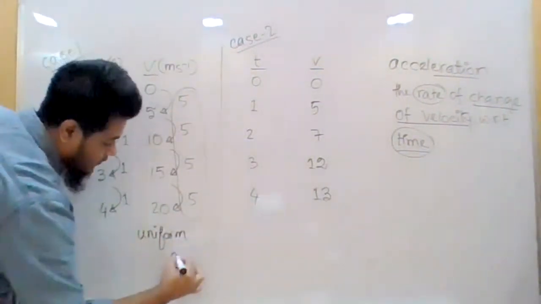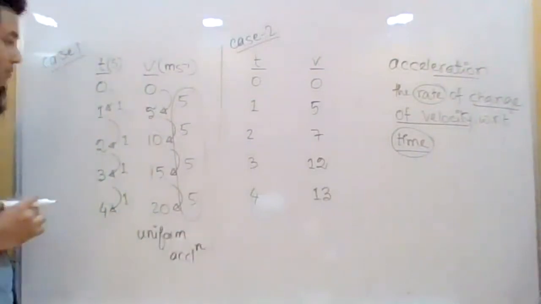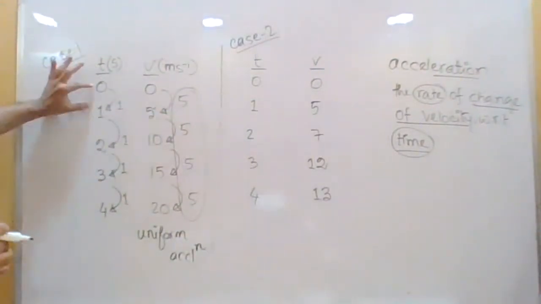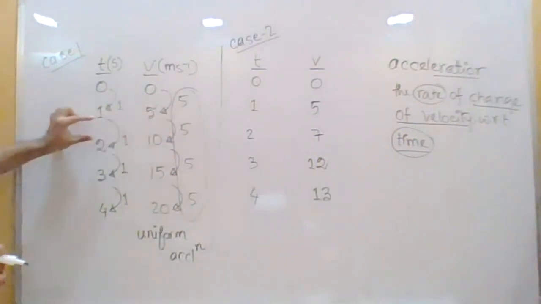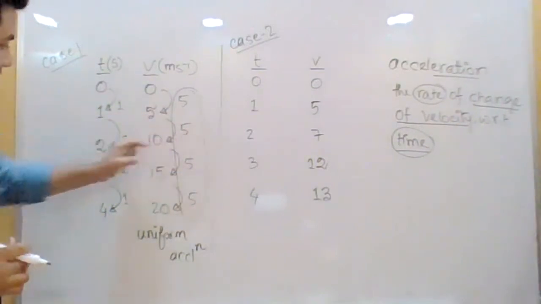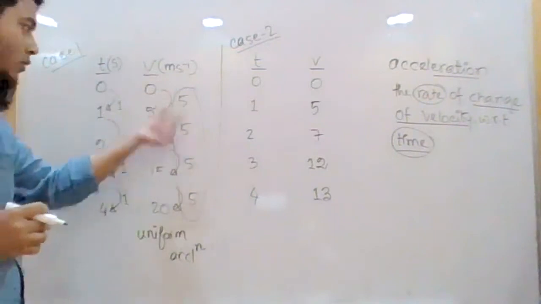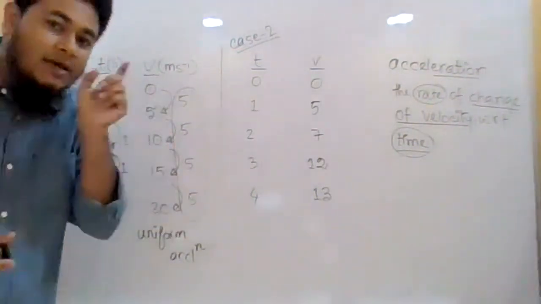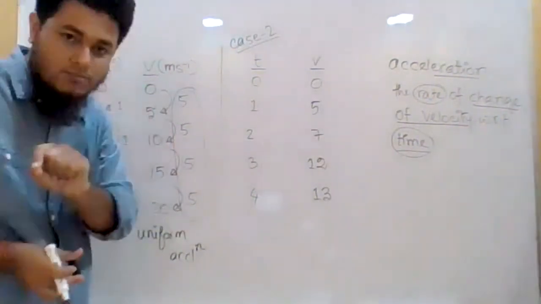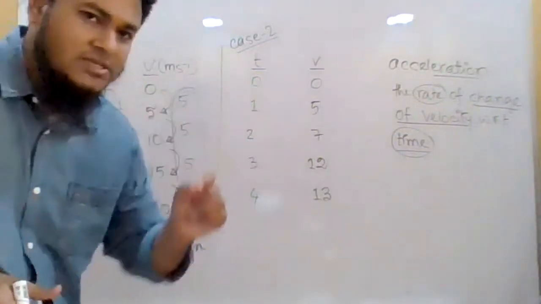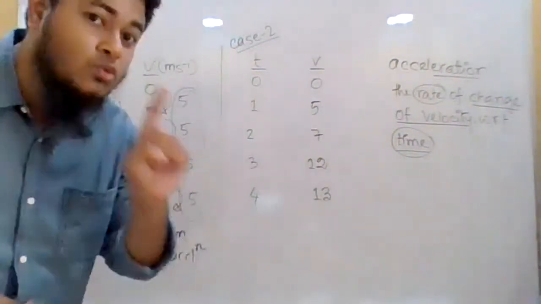Uniform acceleration. Remember, this is the acceleration for the first second. This is the acceleration for the second second. And this is the acceleration for the third second. So for all the time, we are getting the same value of acceleration, not changing. So whenever something is not changing, we say this is uniform.